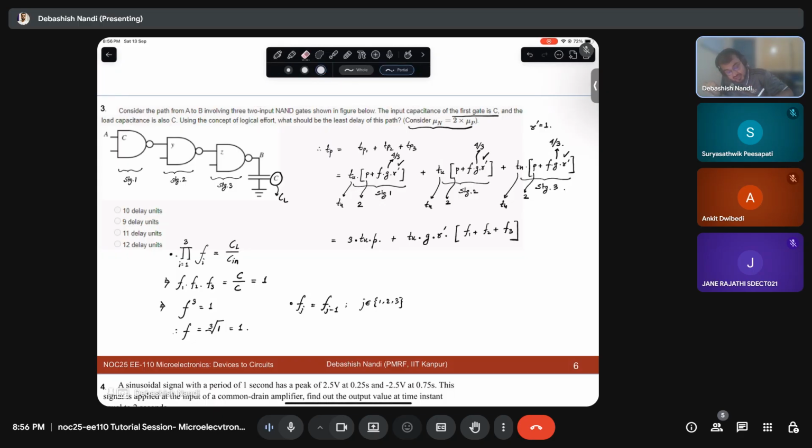So if this is 1 plus 1 plus 1, G is 4 by 3, this is 1. So we have P is 2. So we have 6 TU, plus 3 will get cancelled, 4 TU, so we will have 10 TU or 10 delay units.